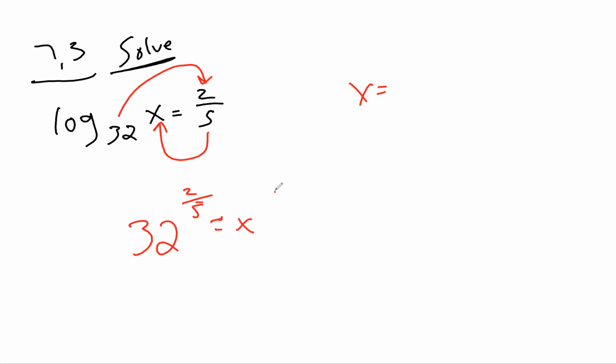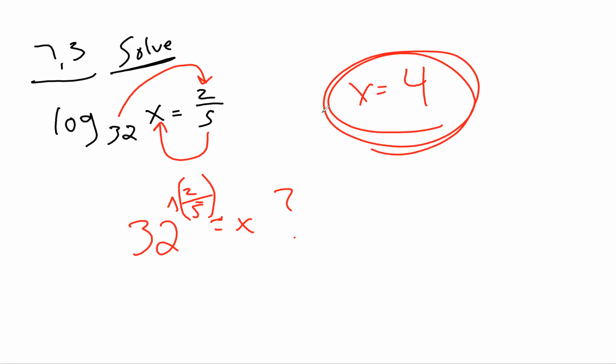And most of you got here and then you put a question mark because you said, man, I don't know what to do. Okay, well, all we're going to do is get our calculator out and we're going to type in 32 and we're going to raise it with our little caret button, and we might have to put parentheses around these, I'm not sure, but we're going to raise it to the 2/5. And when we do that, we're going to get the number 4.